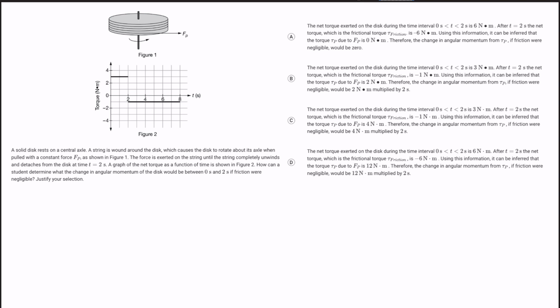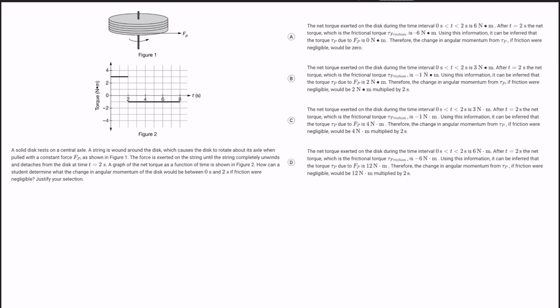A string is wound around the disk, which causes the disk to rotate about its axle when pulled with the constant force F sub p. The force is exerted on the string until the string completely unwinds and detaches from the disk after 2 seconds. The graph of the net torque as a function of time is shown. How can a student determine what the change in angular momentum of the disk would be?